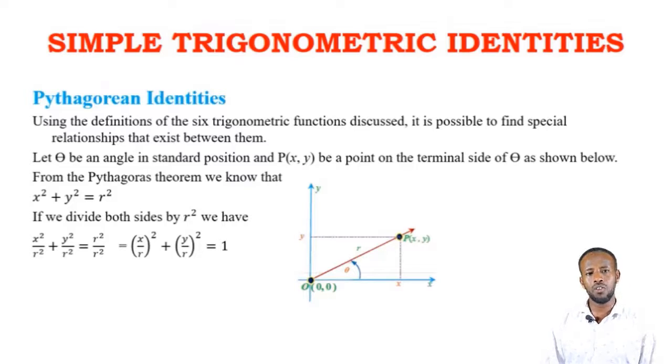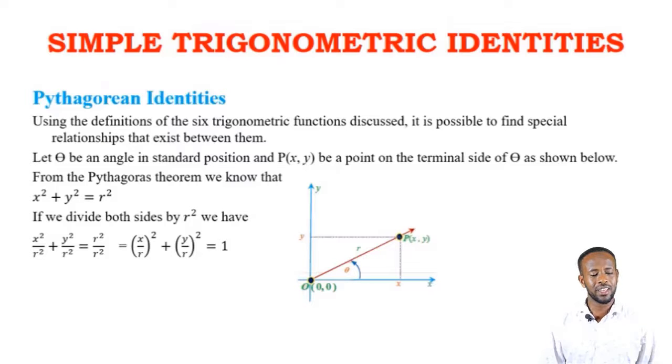Which one will become y over r? Okay, so what is it? x over r. What is x for us from the figure? It is adjacent. What is r? It is the hypotenuse. Adjacent over hypotenuse, do you remember what it was? Very good. Excellent. Okay, what about y over r? So they are cos and sine, isn't it?